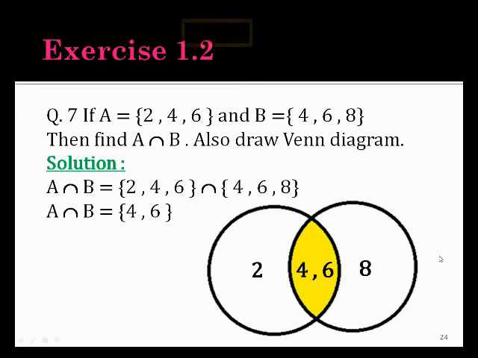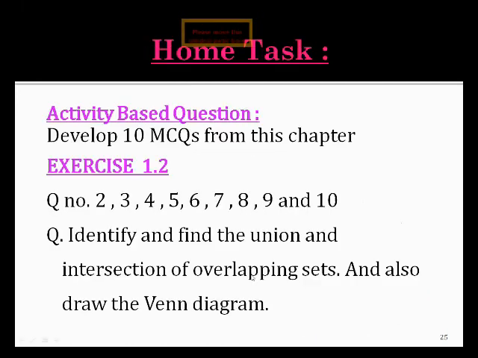Now students, we move towards the home task. In your home task, you have to do the activity-based question. It means that you develop 10 MCQs from this chapter. From exercise number 1.2, you have to do question number 2, 3, 4, 5, 6, 7, 8, 9, and 10. Some questions are included in this lesson. And the second question is to identify and find the union and intersection of overlapping sets, and also draw the Venn diagram. This is your home task, students.